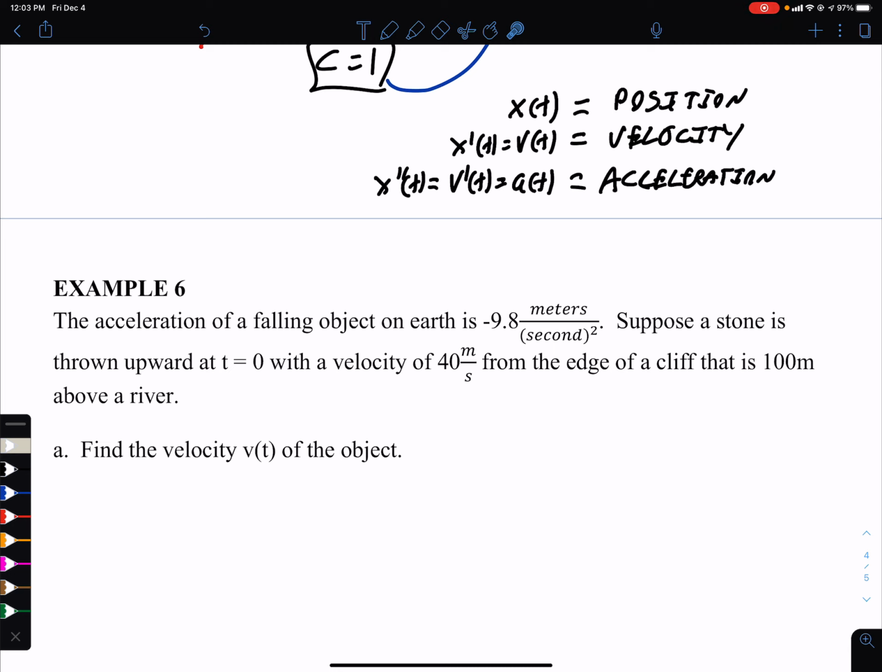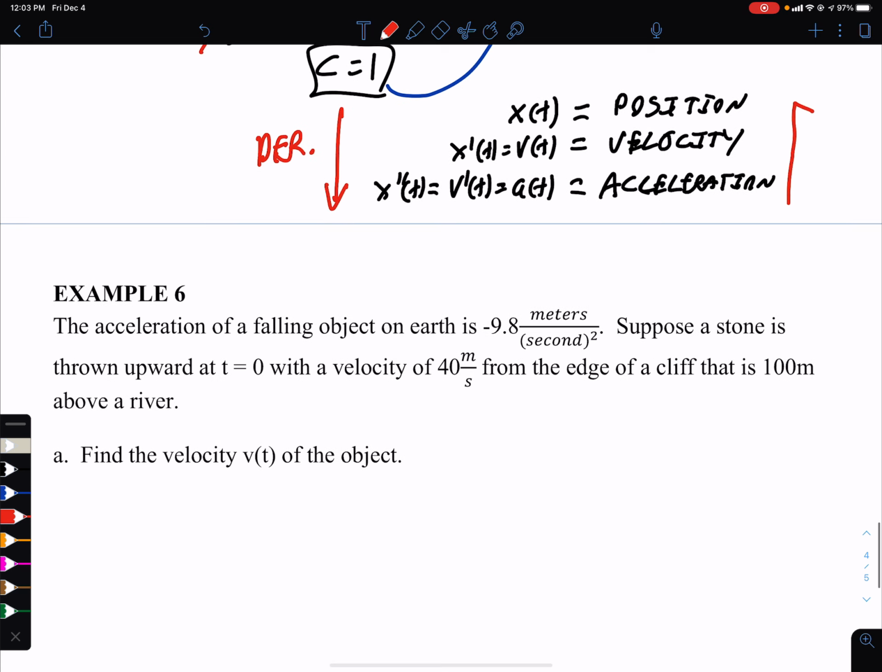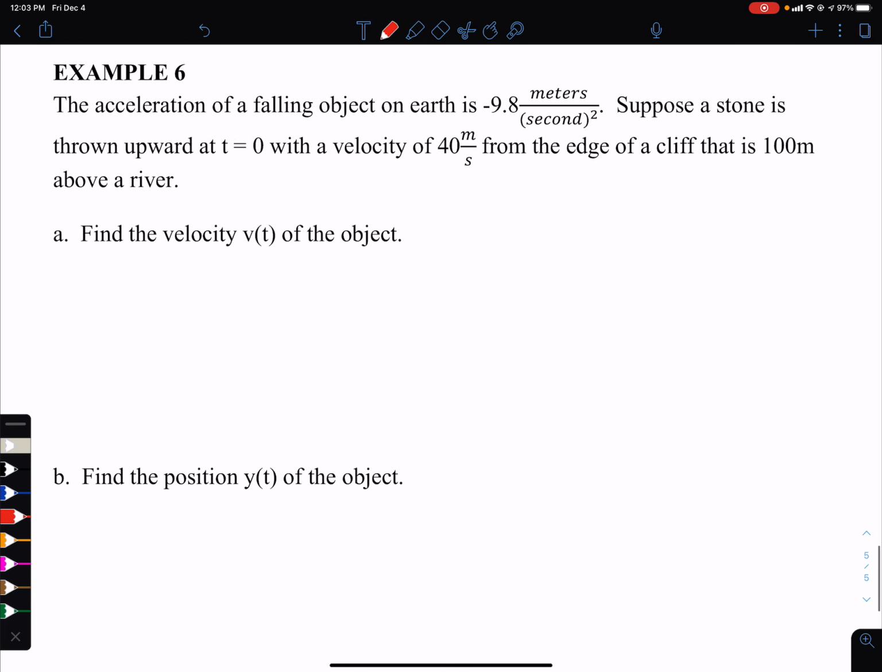Every year there's always an FRQ. Out of the 6, there's one dedicated to position, velocity, and acceleration. So you want to make sure you understand this. So to summarize, to move down, you take the derivative. To move up, you take the antiderivative. That's an antiderivative sign, by the way, not an S. So we're going to use this concept to do number 6.